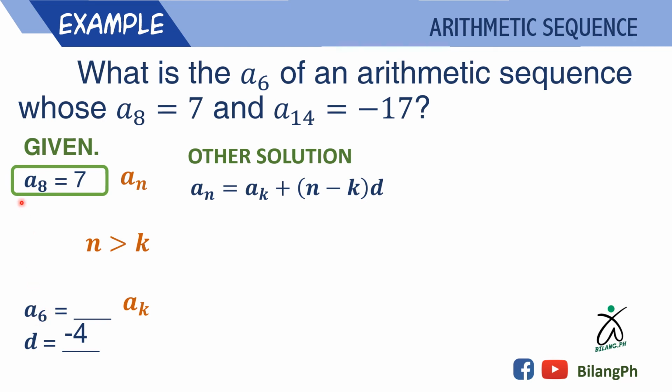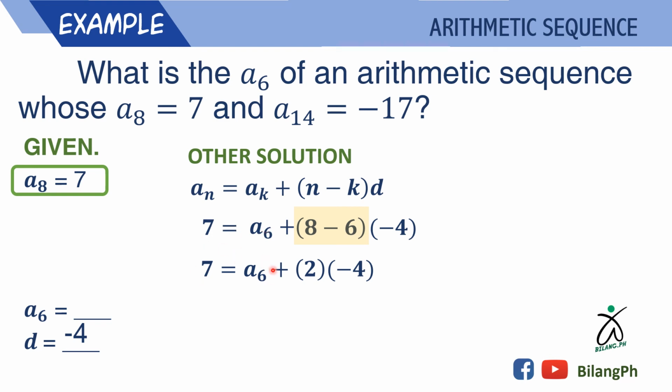So, ibig sabihin, ang a sub 8 ko yung a sub n. At a sub k ko naman yung a sub 6. What is your a sub n is 7. A sub k, hinahanap natin, a sub 6. Pang ilan si 7? Makikita yun dito. Pang 8. Pang ilan si a sub 6? Pang 6. So, 8 minus 6. Common difference, negative 4. Solve natin yung nasa 8 minus 6.